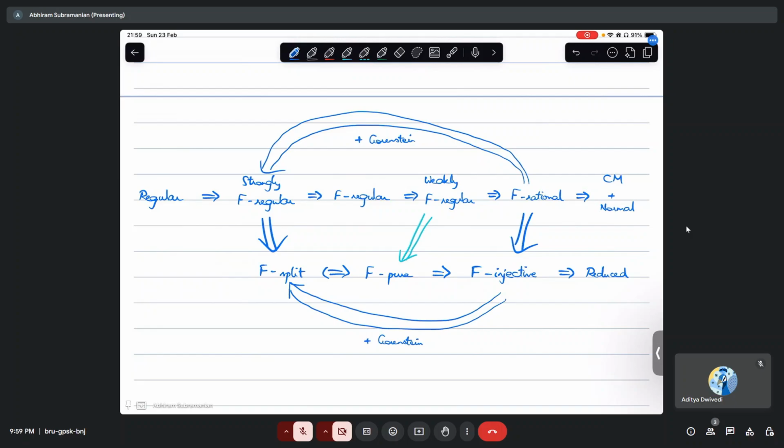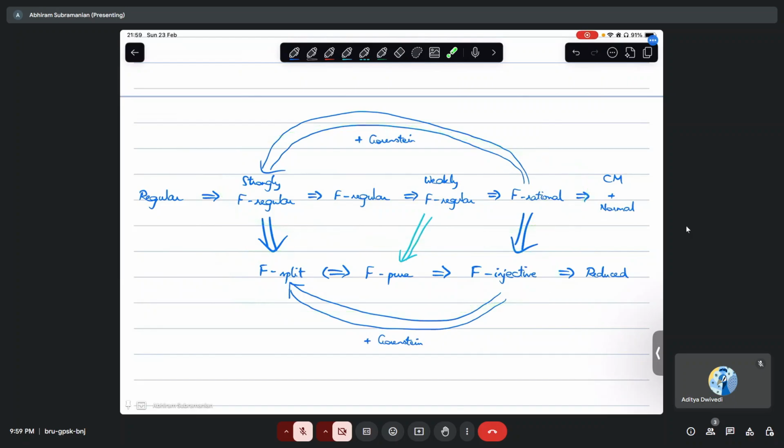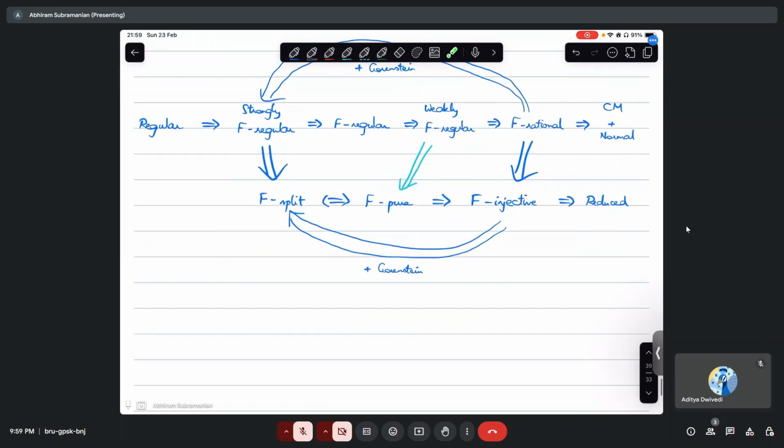So in a sense, the Gorensteinness sort of makes the top row the same and the bottom row the same. Can you have some implication from the bottom row to the top row, F-split to strongly F-regular? Unfortunately, not.